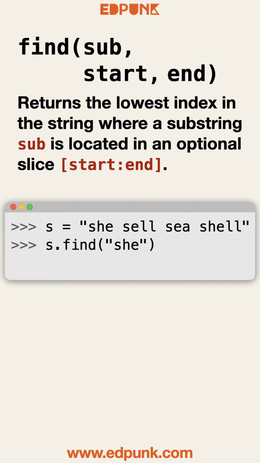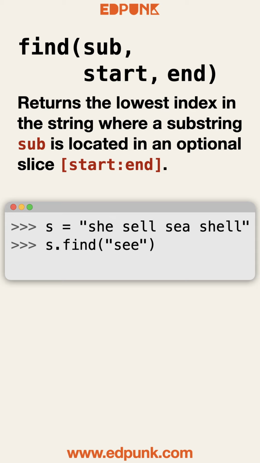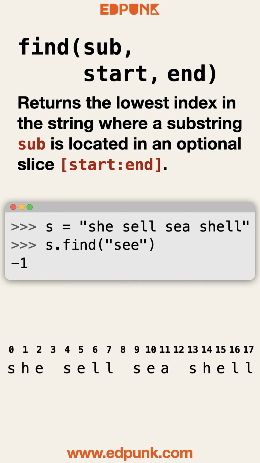For example, let us assign a string "she sells seashell" to a variable s. Now, s.find("she") starts looking for the substring "she" in the string. In this case, it finds an occurrence starting at index 0, so it returns 0. Let us take another case where we execute s.find("c"). As the method is not able to find any substring "c", it returns -1.